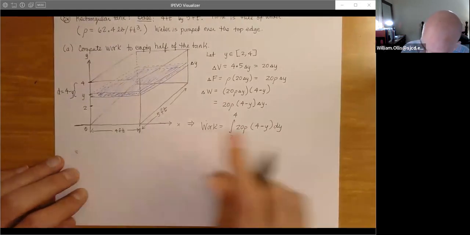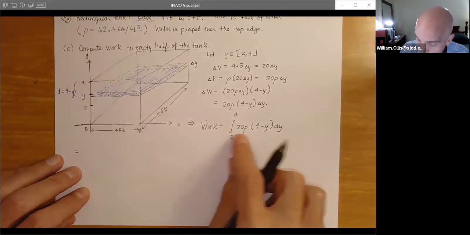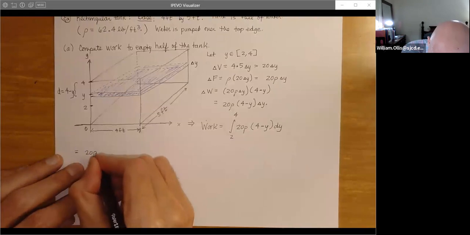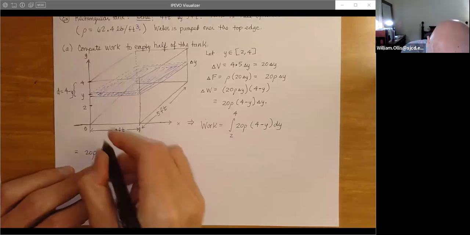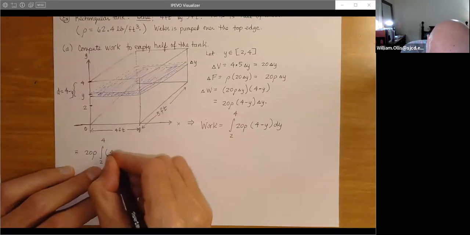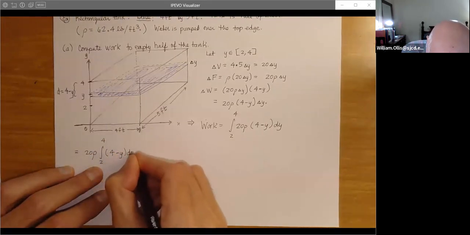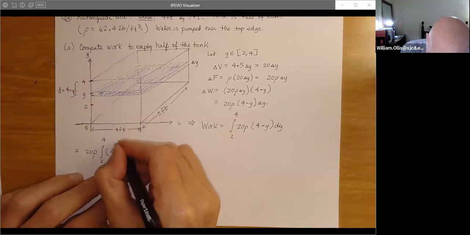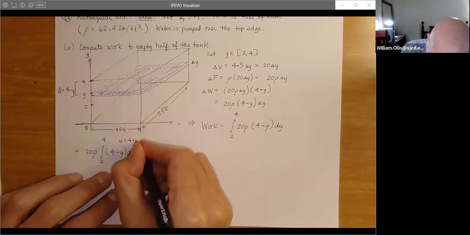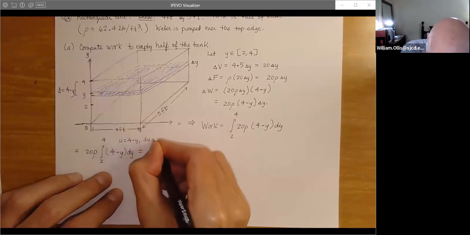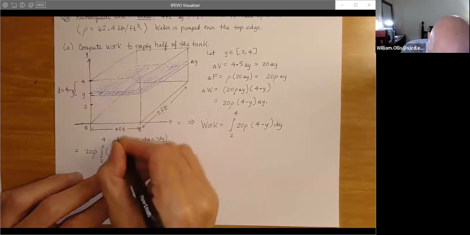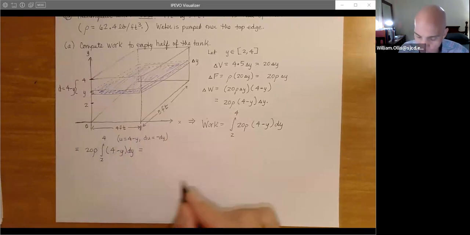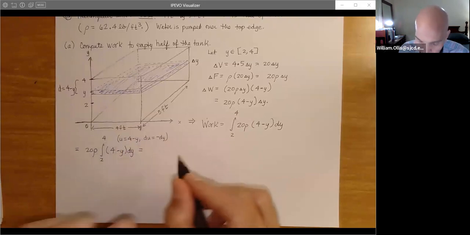And so now we can use the linearity of the integral, go ahead and factor the constants. So we get 20 rho integral 2 to 4, 4 minus y dy. Now, of course, we can just make this table ready. We have the u here, u equals 4 minus y, du is negative dy. So we kind of lament the miscellaneous substitution because that's just a complete transformation. We're happy to get basic substitution.